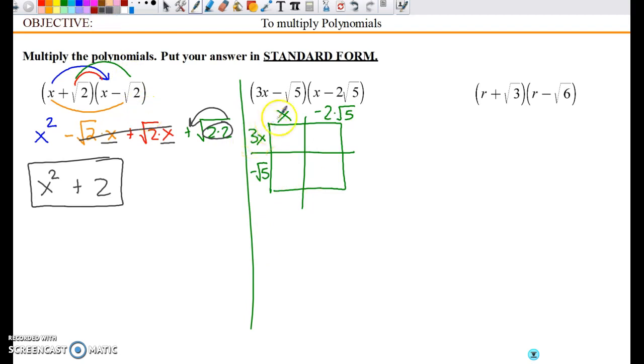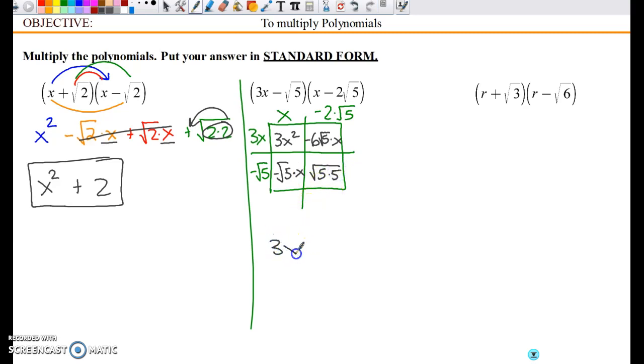Multiply row by column, 3x times x, 3x squared. 3 times negative 2, and I have the square root of 5 in there too. 3 times negative 2 square roots of 5 would be negative 6 square roots of 5 times the x. That's right here. X times negative square root of 5 is negative square root of 5 times x, excuse me. The square root of 5 is just a number, so you can treat it like a constant. Finally, negative square root of 5 times negative square root of 5 is positive square root of 5 times 5.